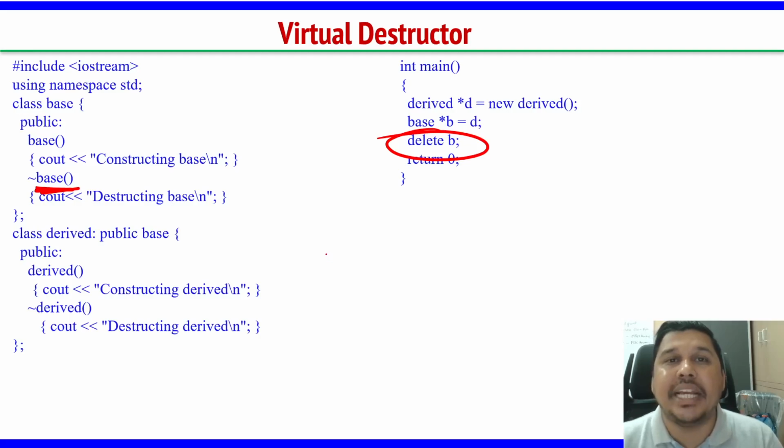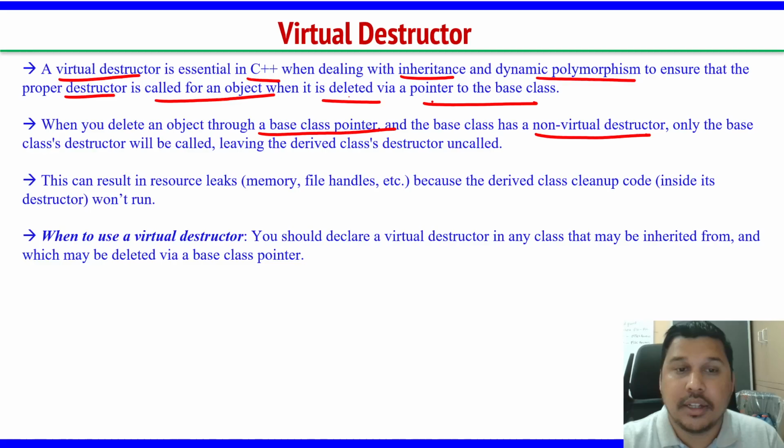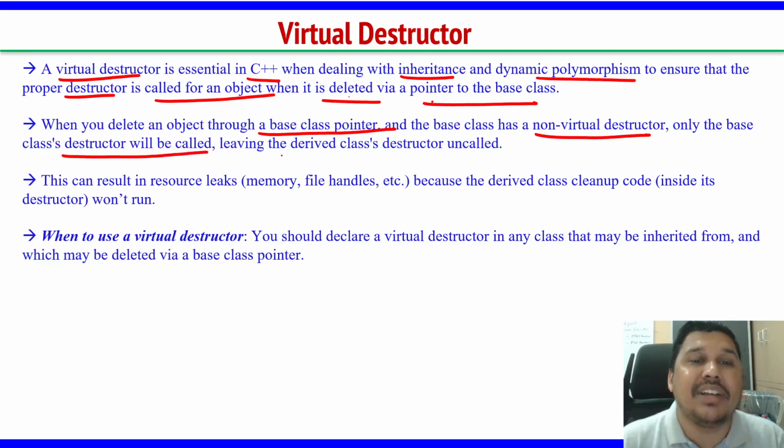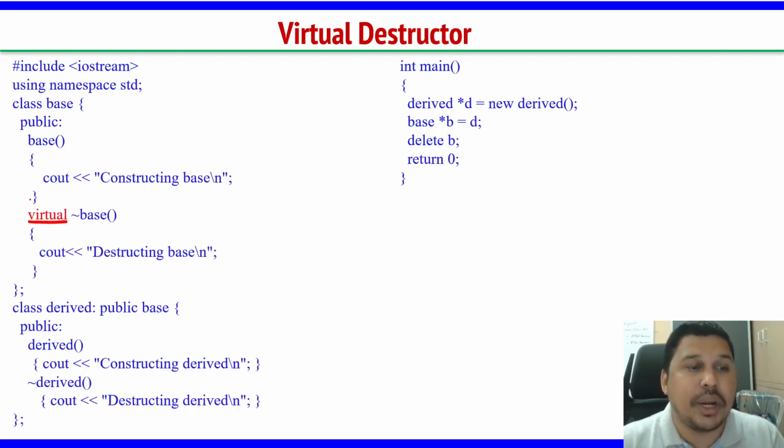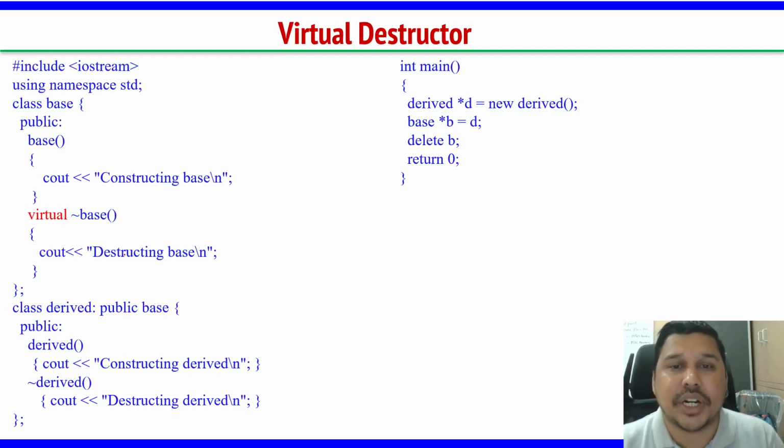I am deleting that B. Okay, and the base class has a non-virtual destructor. Only the base class destructor will be called, leaving the derived class destructor uncalled. That's why you definitely have to use a virtual destructor. How to use that? Simple. Just write virtual in front of the base class destructor.